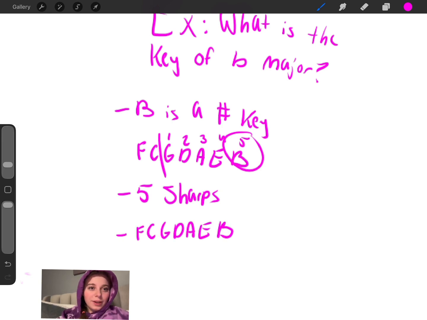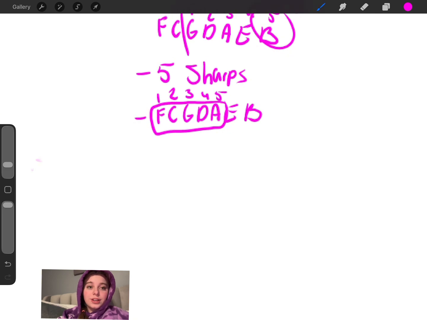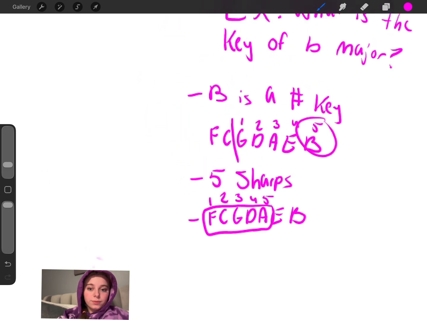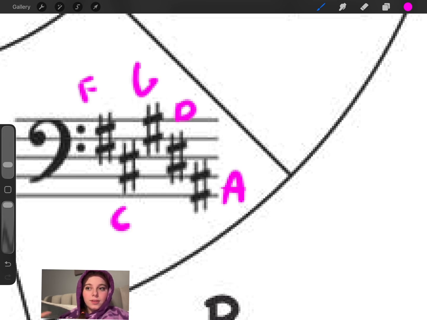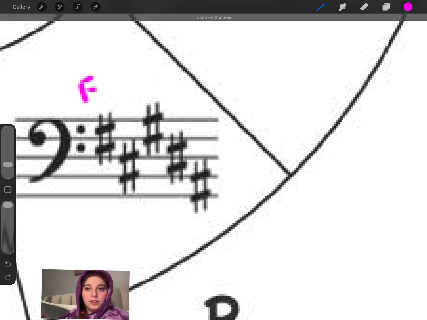Then just write it out again if you need, and count straight up from end to end. 1, 2, 3, 4, 5. That includes F, C, G, D, and A in the key signature. And if you take a look at the circle of fifths, we are correct, and this is what it looks like in bass clef. See the F, the C, the G, the D, and the A.